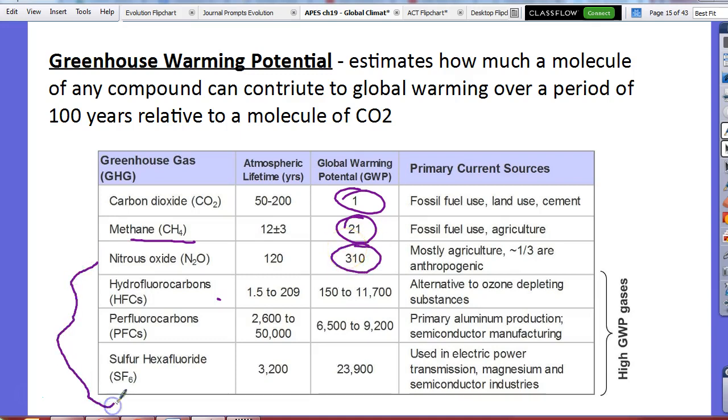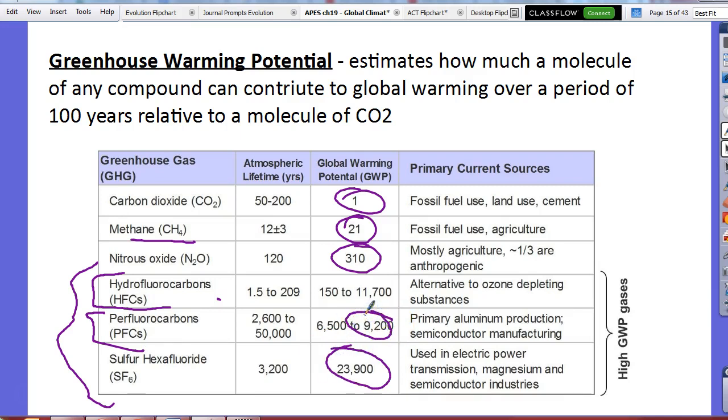HFCs, PFCs, and sulfur hexafluoride. These are all man-made, similar to CFCs, but HFCs and PFCs were made to replace CFCs. And so some of these last 23,000, 9,000 years.